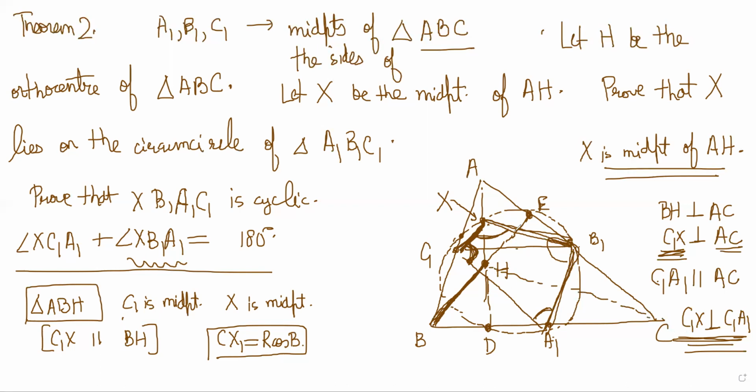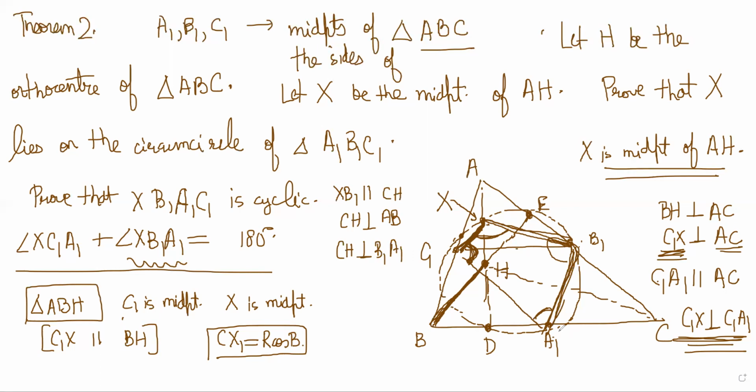this triangle AHC, XB1 is by the midpoint theorem parallel to CH. And we know that CH is perpendicular to AB, because it is the line joining the orthocenter. So CH is also perpendicular to B1A1, because B1A1 is parallel to AB.